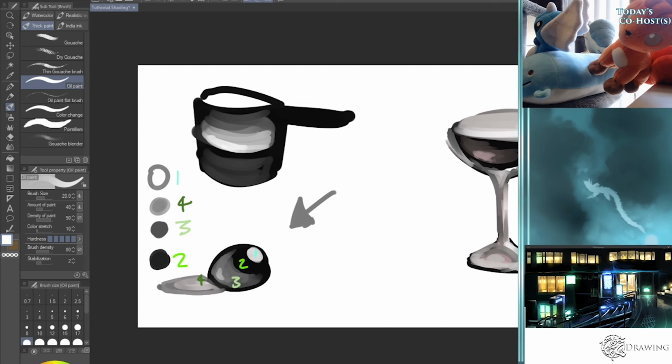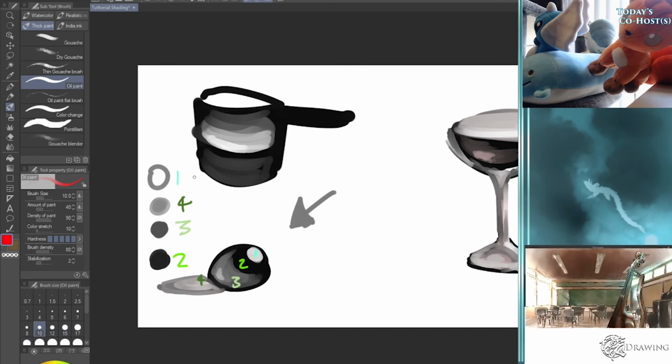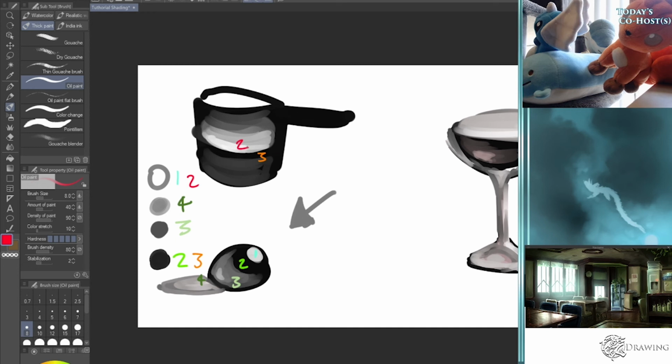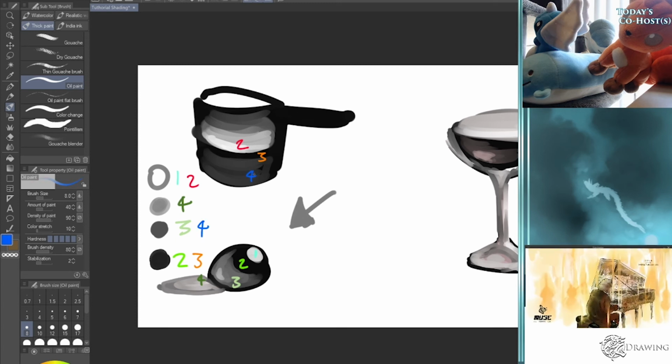So to use our system again, the highlight is here in the middle. The cast shadow is a little bit further down. Oops, I should put this over a separate layer. The reflected light will be the lowest part, and the local tone will be the highest.